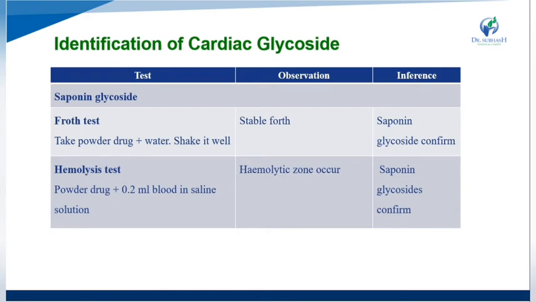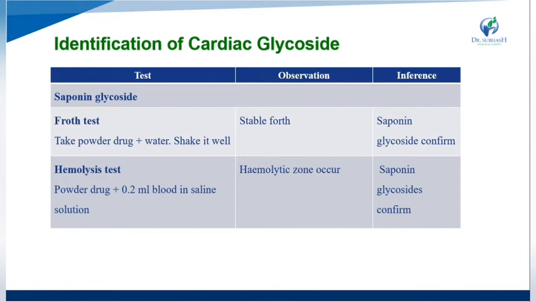Now we see the saponin glycoside tests. The first test is the froth test. In this test we take the crude powdered drug plus water and shake well. A stable froth forms in the layer, which confirms saponin glycosides are present. Then the hemolysis test: powdered drug plus 0.2 ml blood in saline solution.